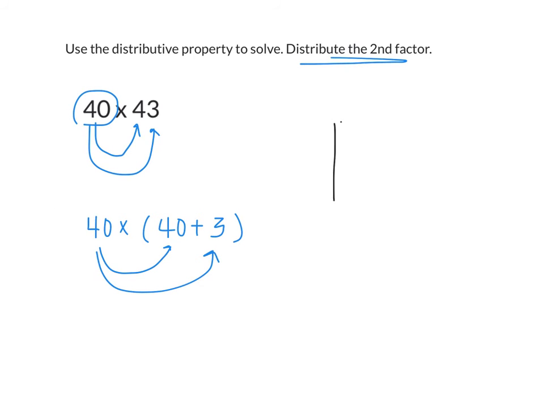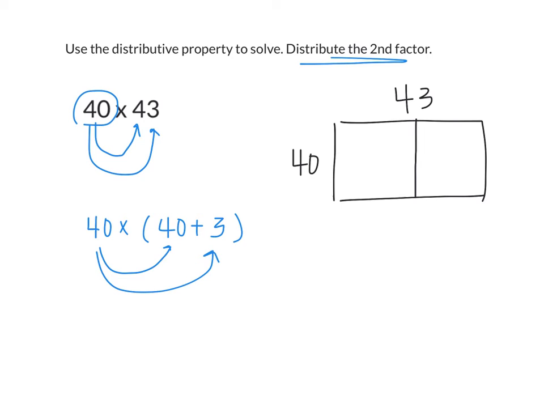When we think of an area model, we can say that this is 40 and this is 43, right? But we can break apart 43 to become 40 plus 3. Do you guys agree? Yes? So then when we did the area model, we did 40 times 40 to find this part, and then, how do we find the area of this part right here? 40 times 3. So this is the distributive property, okay? Because we're distributing the first factor of 40 to both parts of the second factor. Does that make sense?